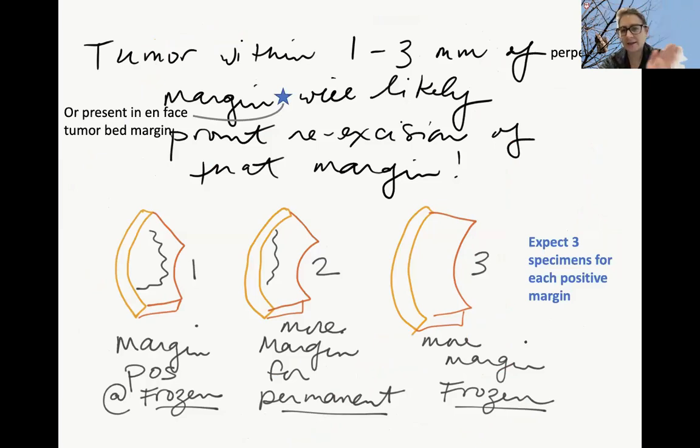Then we're going to ink that, and that's going to be important. But for these frozens, usually we don't. Okay. So tumor within anywhere between up to 1 and 3 millimeters of a perpendicular margin, right? Or just present in the en face tumor bed margin will likely prompt re-excision of that margin.